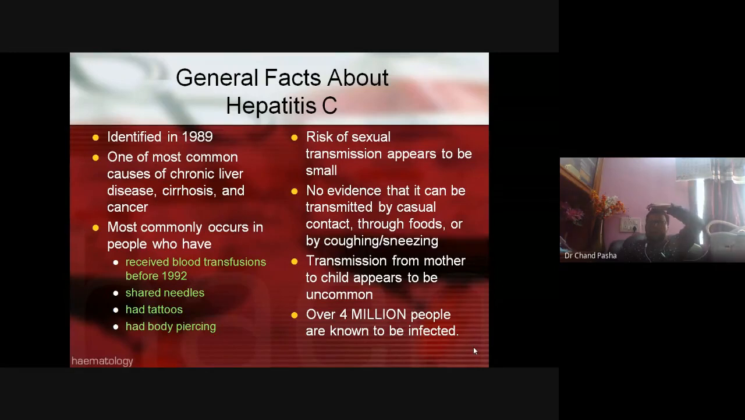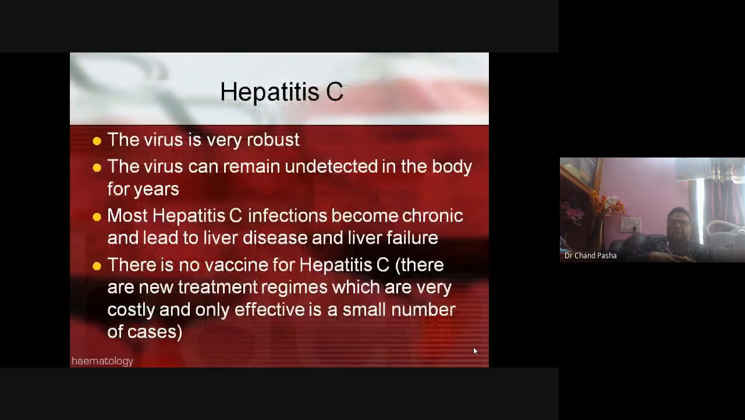Over 4 million people are known to be infected with this one in the US alone. The virus can remain undetected in the body for years, and most hepatitis C infections become chronic and lead to liver disease and liver failure. There is no vaccine for hepatitis C also. There are new treatment regimens which are very costly, because interferon is used for this one. Interferons are very expensive, interleukins and interferons.